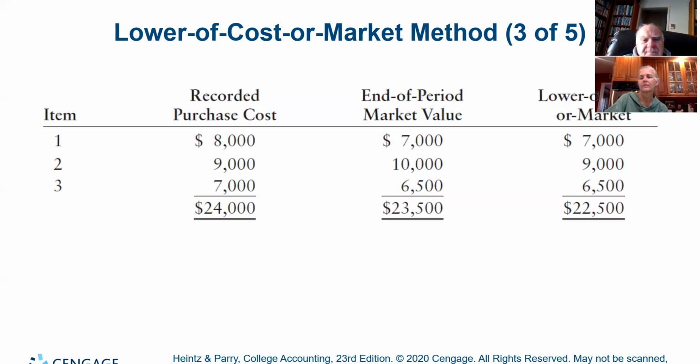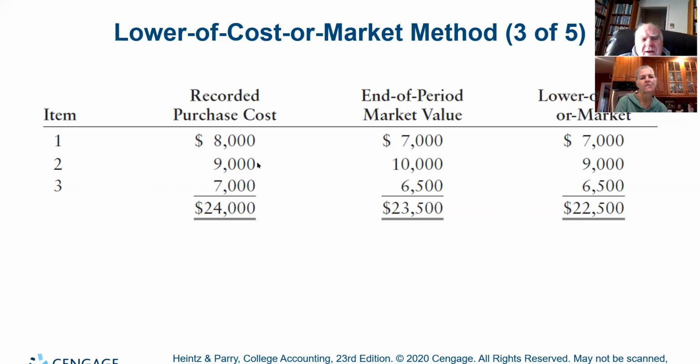So let's see here. This is pretty easy. I don't want to say it's easy, but it's just one rule: lower of cost or market. You have an item here. You purchased it for $8,000, right? But now you know it's only worth 7,000. What are we going to value the inventory at? The 8 or the 7? 7. Lower of cost or market.